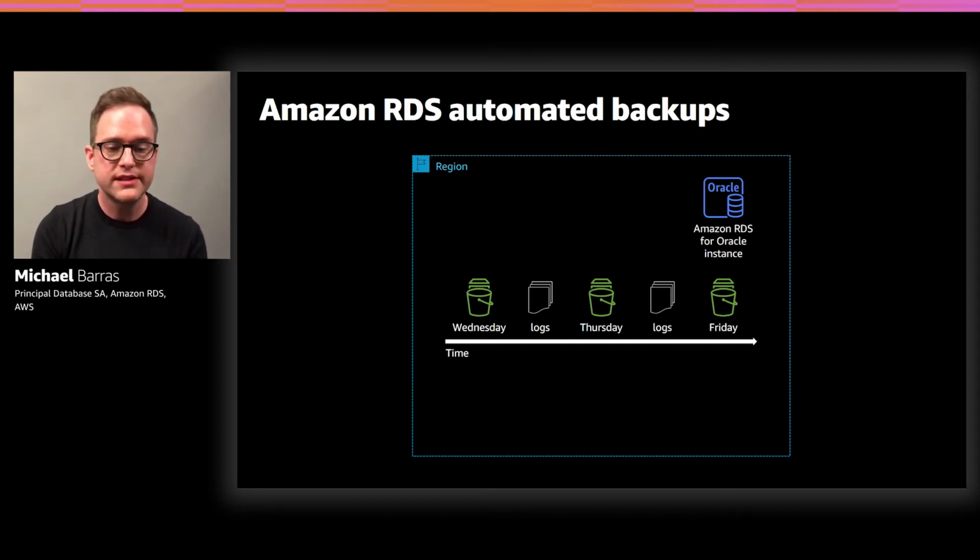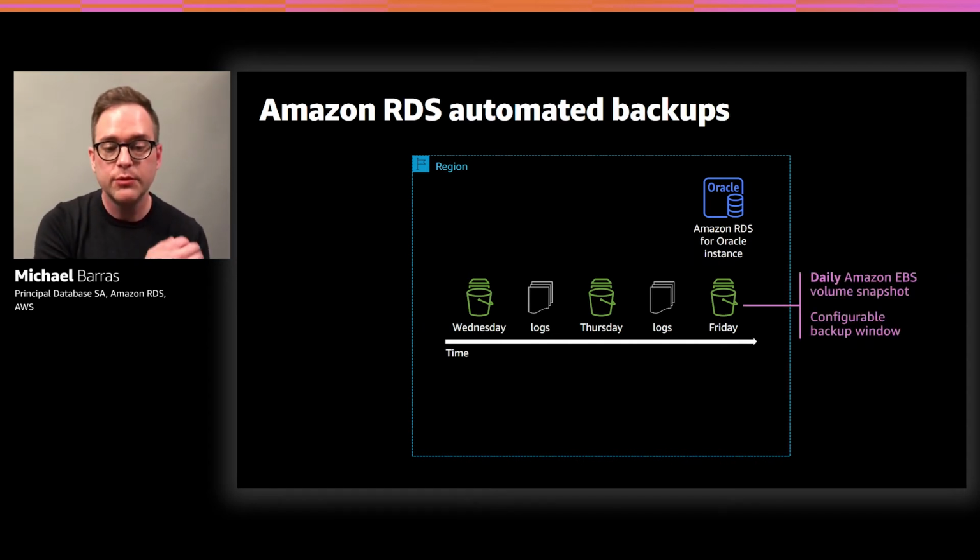With RDS, just set the backup retention period to 1 or more days, and the service takes care of everything else. When you enable automated backups, RDS automatically takes a daily storage level snapshot of your instance. This happens in a backup window, which you can choose, but defaults to the nighttime for your region.